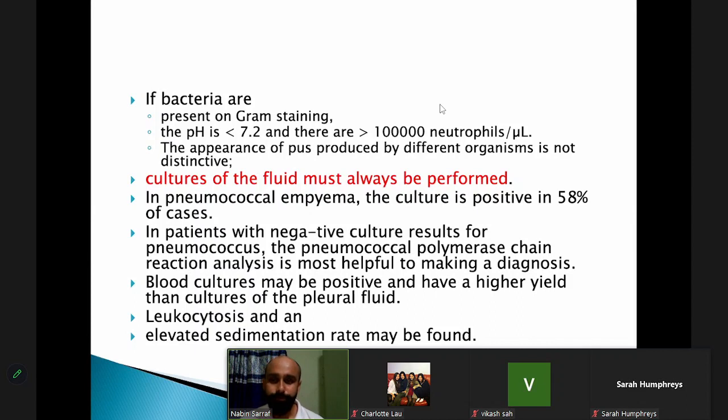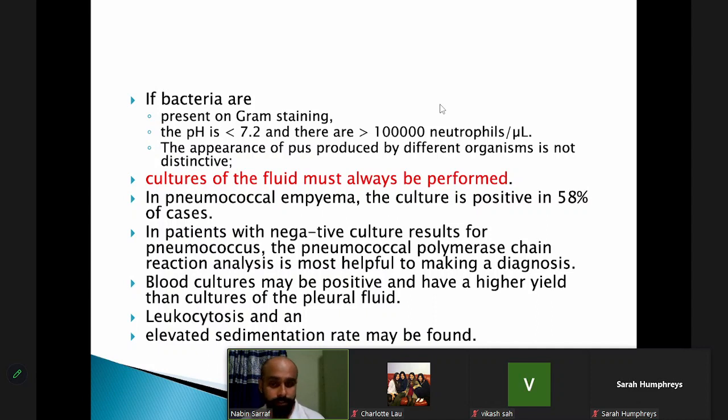Okay, now if bacteria are present on gram staining, and if the pH of that fluid is less than 7.2, then the culture of fluid must always be performed. In pneumococcal empyema, the culture is positive in 58% of cases. And in patients with a negative culture result for pneumococcus, the pneumococcal PCR analysis is most helpful in making a diagnosis.